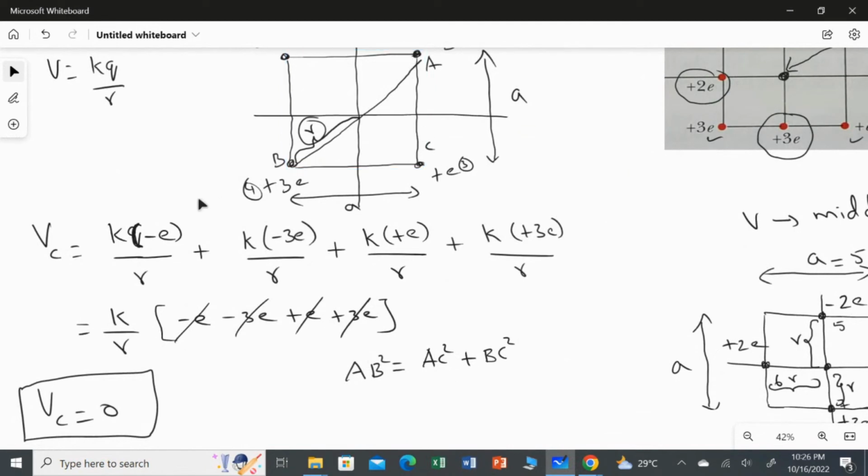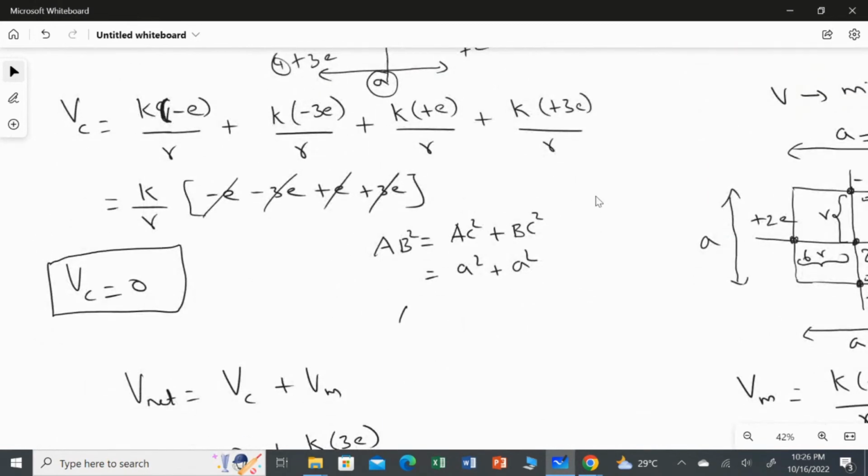Just consider half of the square, that means the right angle triangle, because in the square you have two right angle triangles. So I'll take one triangle ABC. Then I have to apply the Pythagoras theorem. Now what will happen? AB square is AC square, A square, plus BC, again another A, so A square. So the value of AB is nothing but the diagonal. Am I right? Therefore, AB square is equal to 2A square. Therefore, AB is equal to A root 2. Am I right? And this AB is the diagonal.